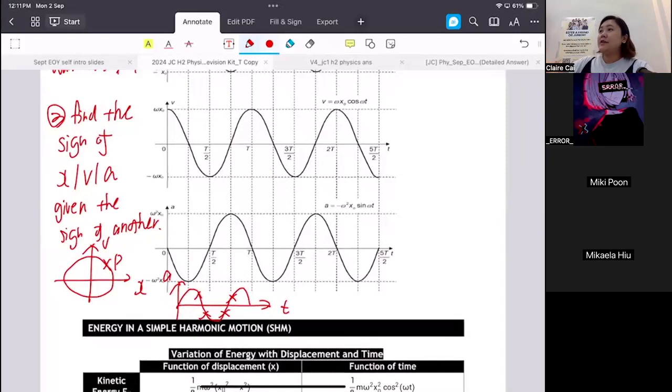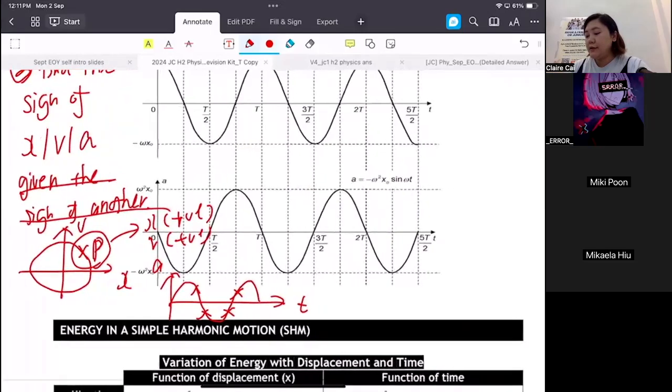Have you guys seen this kind of question before? The key to this kind of question is always to first identify what's the one that's given. For our point P here, you can see that your x is positive and your v is also positive. So if you're looking at my a against t graph, if my x is positive, that means my a is positive or negative?